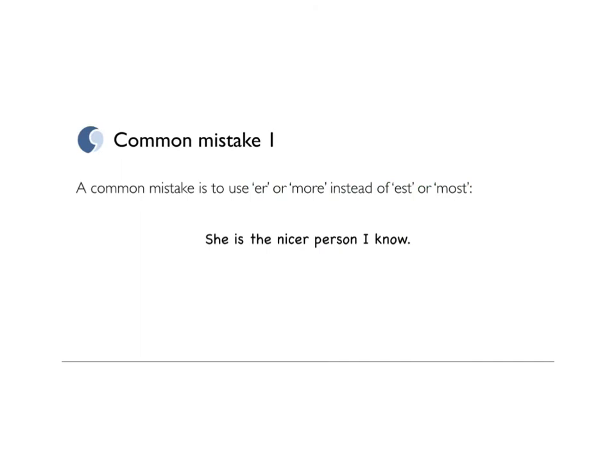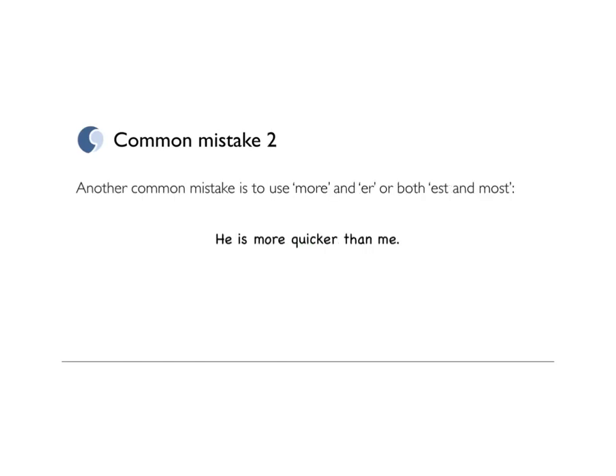Here are some common mistakes that you may make. For example, she is the nicer person I know. Have you found the mistake here? Correct. When you compare more than two people, you have to use the and est. It would be, she is the nicest person I know.